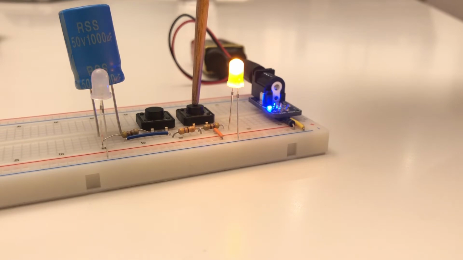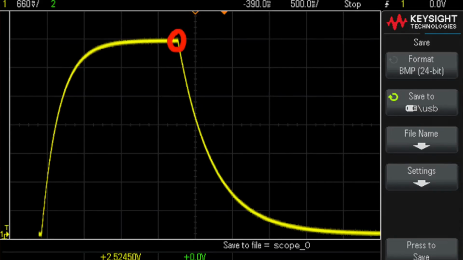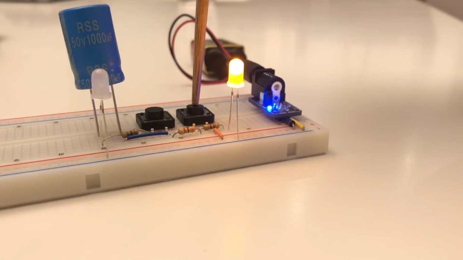When the capacitor is basically full, after 5 tau, it provides infinite resistance on the positive lead, so the current through is blocked. The bicolor LED now turns off to signify that the capacitor is fully charged.